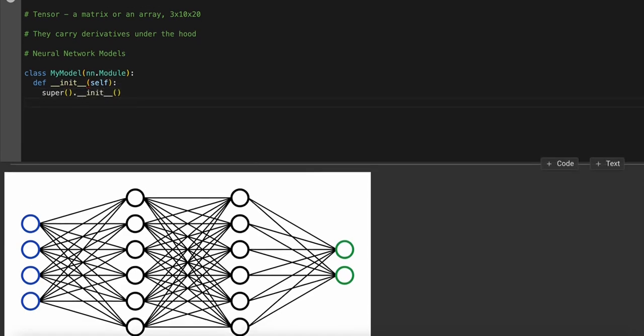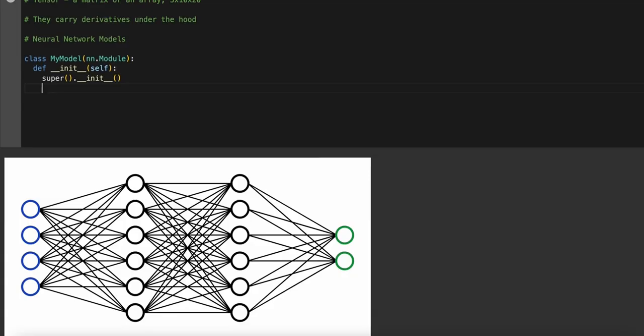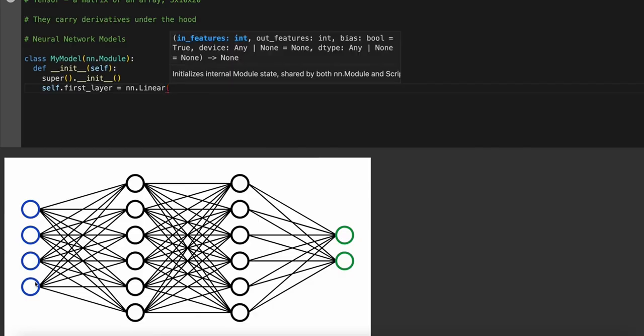And now we need to start defining our neural network's layers, right? So in features and out features. So we can do self.first_layer equals nn.Linear. And in features is going to be 1, 2, 3, 4. And we can see that out features, or the number of nodes in this layer, remember each node is doing linear regression. We have 1, 2, 3, 4, 5, 6. So that's all we would do there.